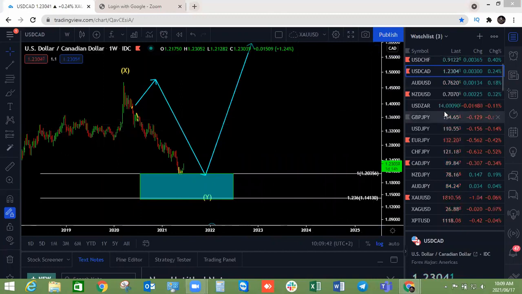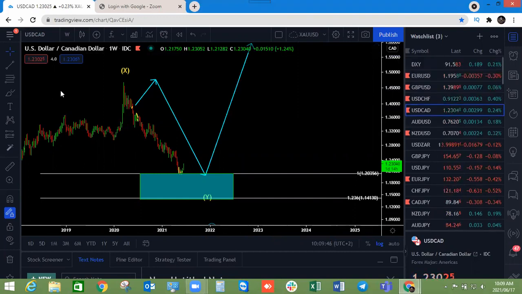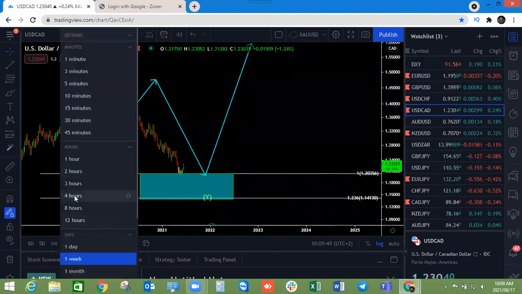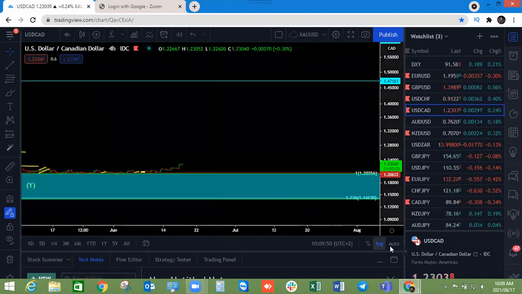That news has had an effect on the rest of the US dollar pairs, as to be expected. Before that, let's go to the lower time frame here on US dollar CAD before we go to the rest.